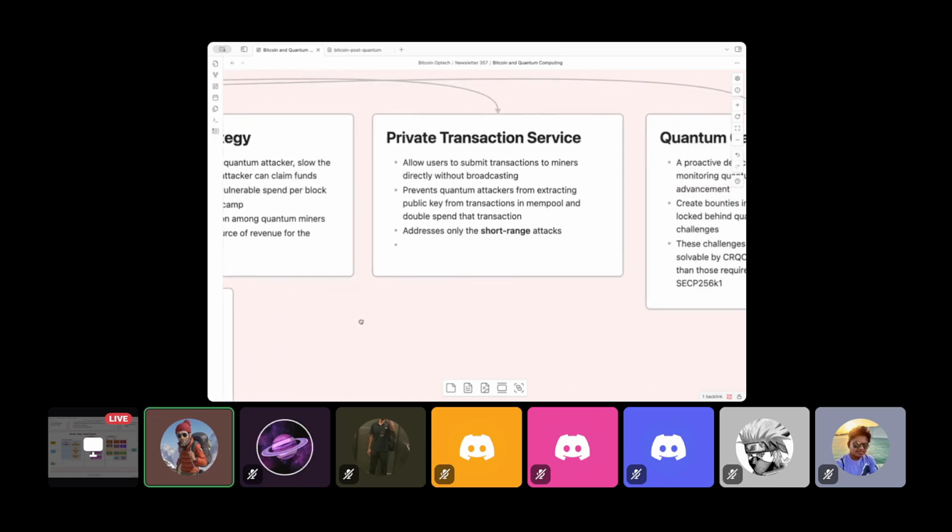And then you have the private transaction service. This is designed to prevent quantum attackers from stealing your transactions that live in the mempool. In this strategy, you directly contact the miner. You don't broadcast your transaction on the mempool. You send him your transaction, and he just mines it. And you hope that the miner is not malicious. So that is the private transaction service.